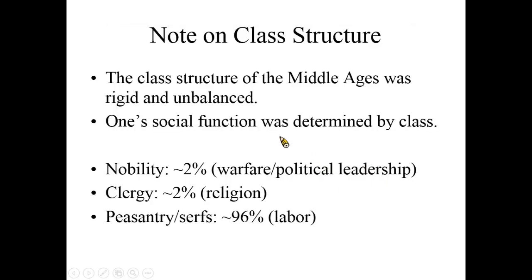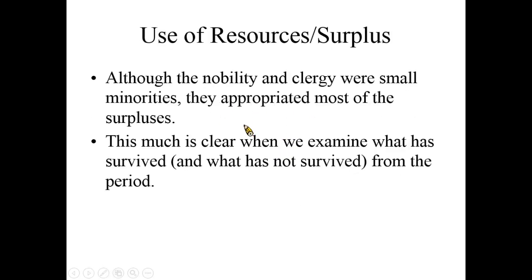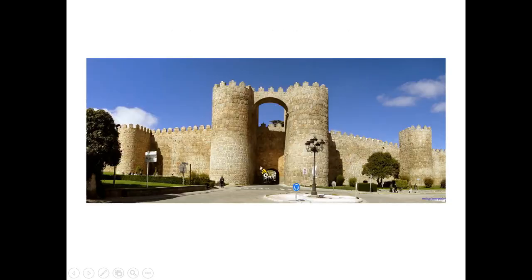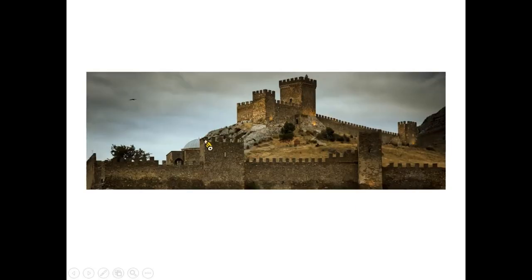The class structure then was quite unbalanced and also fairly rigid. Only about 4% of the population included the nobility and the clergy. The peasantry, the laborers, the workers, made up the bottom 96% of society. The uses of resources were clearly aimed at the benefit of the top 4%. We can see that by looking at the buildings that have survived, enormous military fortifications or castles.